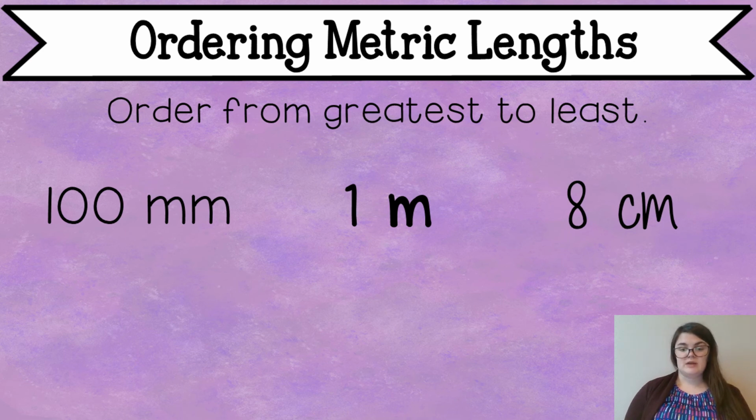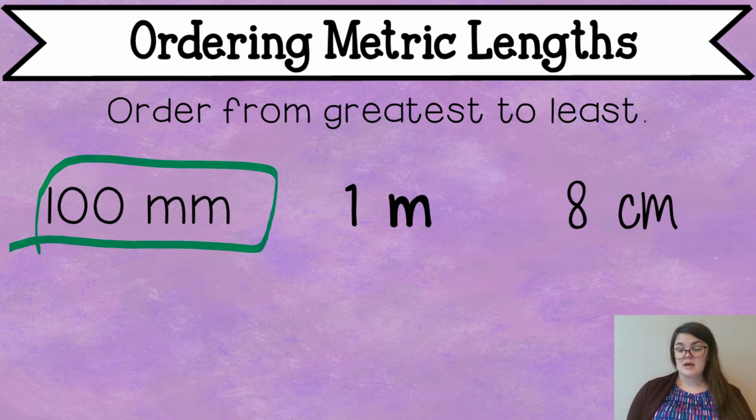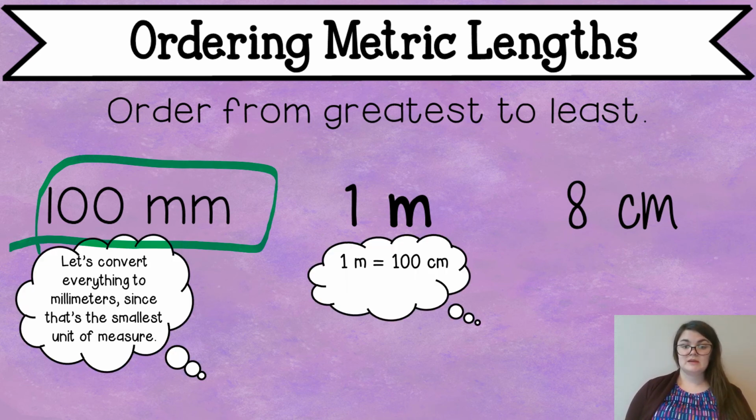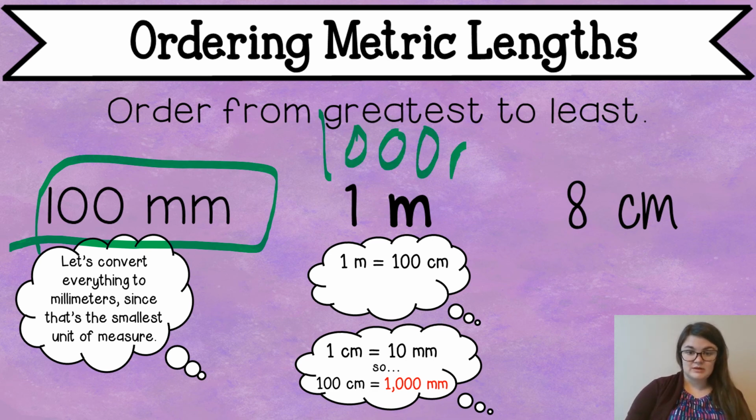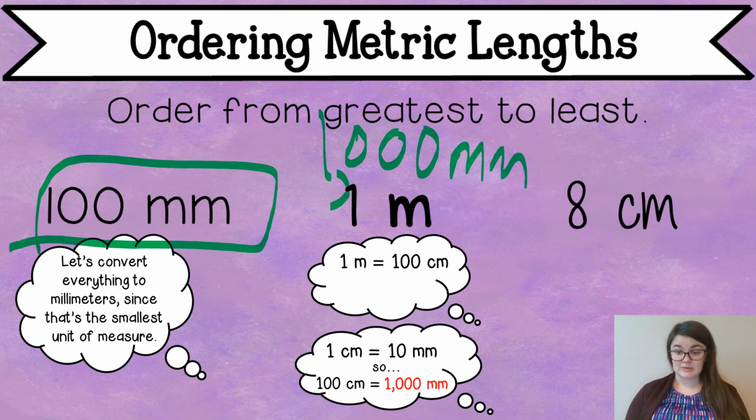So I am going to convert everything to millimeters. I know that this number can stay the same. Now I am going to look at meters. 1 meter equals 100 centimeters. So if 1 meter equals 100 centimeters and 1 centimeter equals 10 millimeters, then all I have to do is add a 0 to my 100 and I have 1,000 millimeters as my answer for this one. So I have 1,000 millimeters, 100 millimeters, and now I need to figure out how to convert my centimeters.